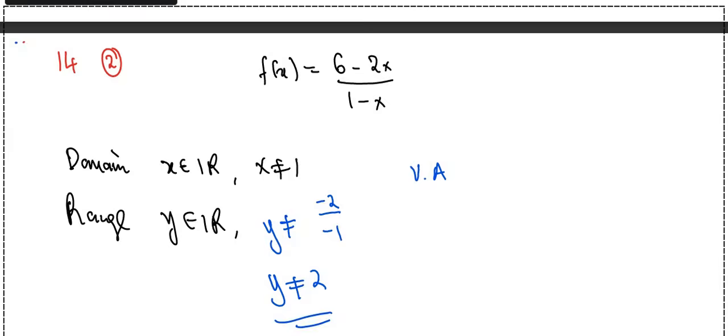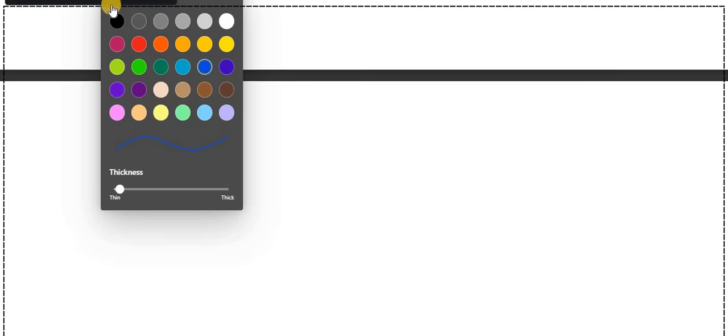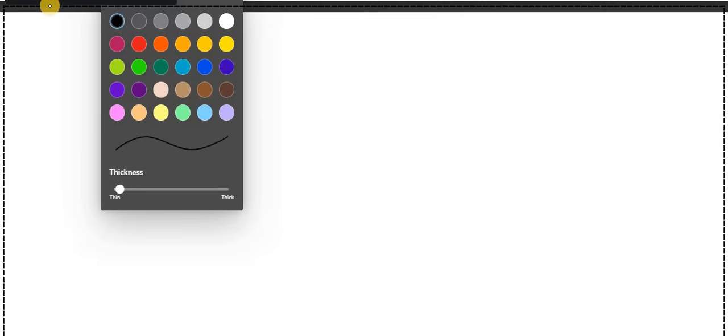So the vertical asymptote is the number that was not allowed by the domain. So it's x is equal to 1. The horizontal asymptote is the number that's not allowed by the range, which is just y is equal to 2. Then from here you can get the x-intercept and the y-intercept. If you attempt that, just replace where there's f of x, put a 0. F of x is equal to 0, meaning we're getting the x-intercept.